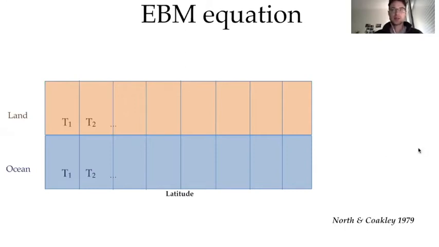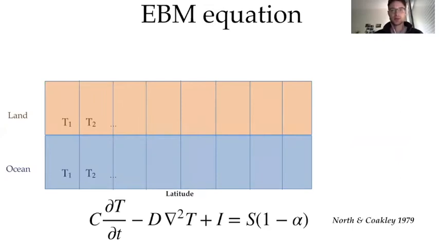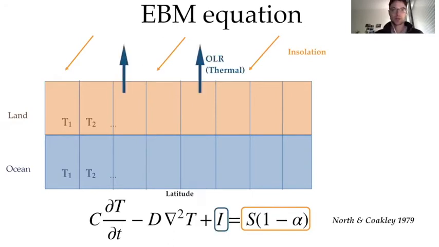The climate system is then governed by a single equation that is relatively simple, and we solve for the temperature at each latitude. And I'll break down the terms a bit here. We have the received flux, which is the insolation, the outgoing longwave radiation, or OLR, represented by the term I there, and the heat diffusion term, which has a tunable coefficient.